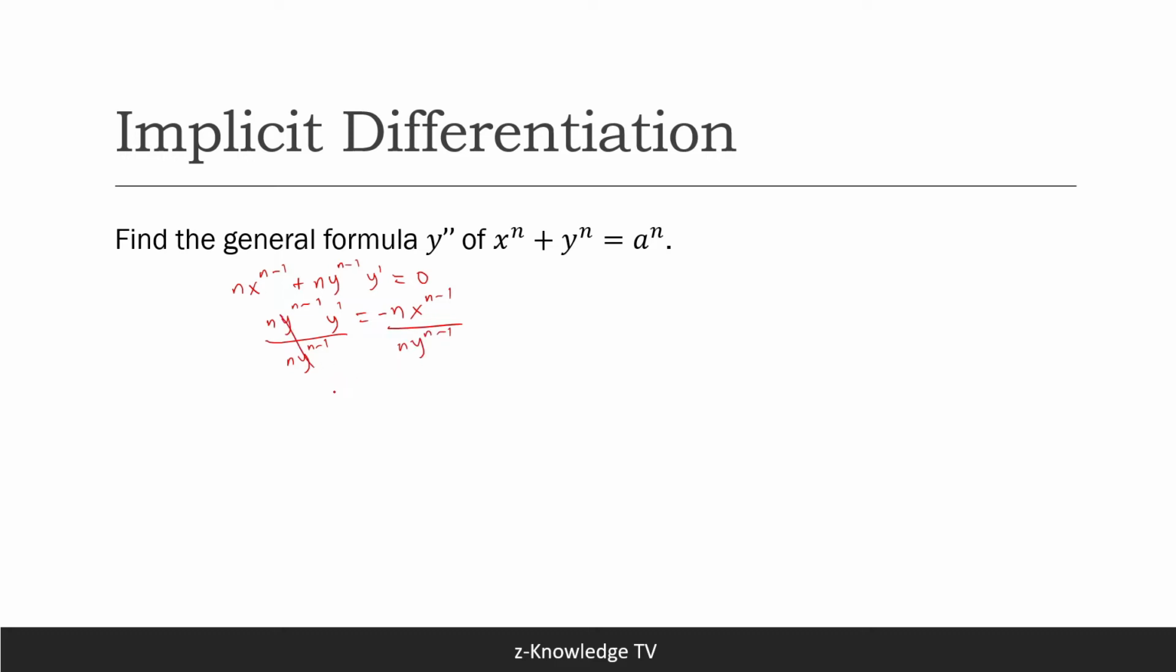Para makasal yun, then naiwan natin is y prime. So, equals, ito, cancel out na tong n. Okay? So, therefore, ang natira sa atin is negative x raised to n minus 1 over y raised to n minus 1. So, ito yung y prime natin. Pag sabi kasi yung y double prime, second derivative yan. So, therefore, i-derivative mo yung first derivative natin. Okay? So, ito naman ang sunod nating i-derivative. So, quotient rule yung gagawin nating rule. So, derivative ng y prime is y second prime.